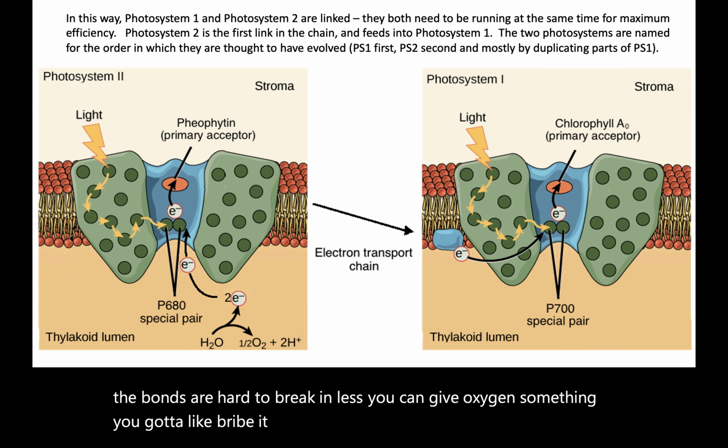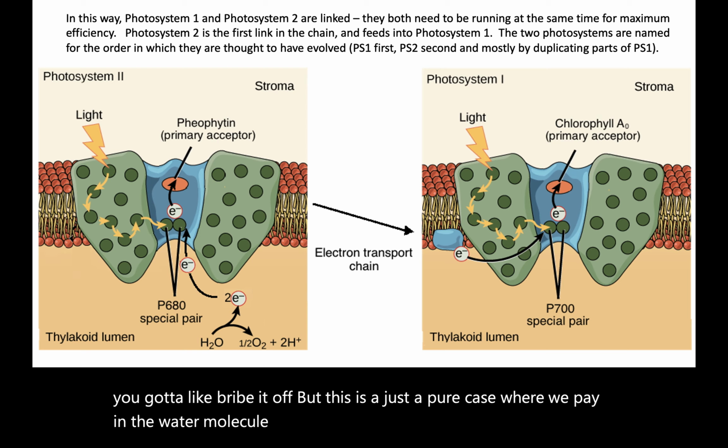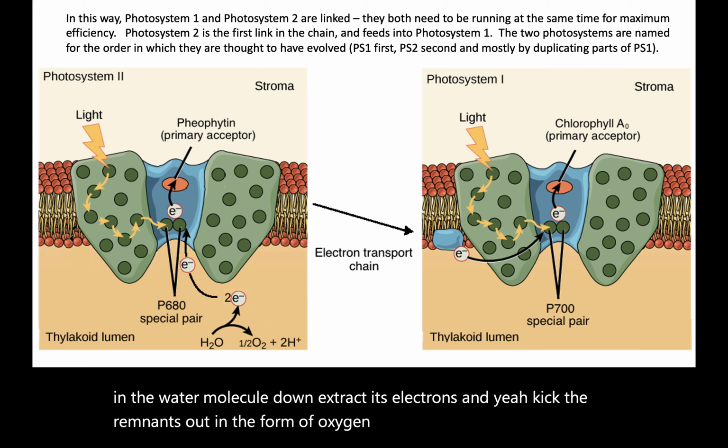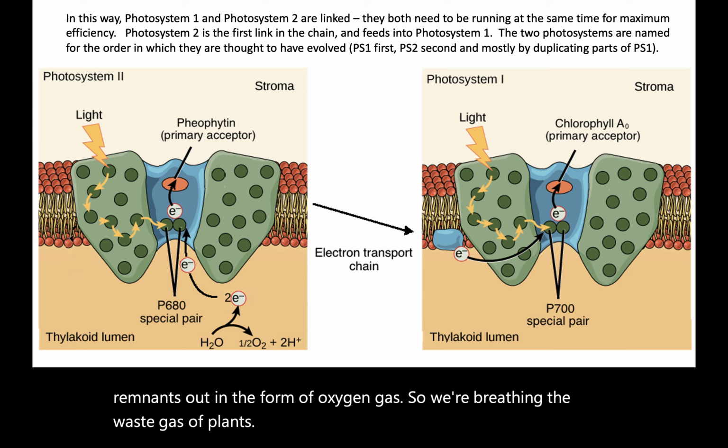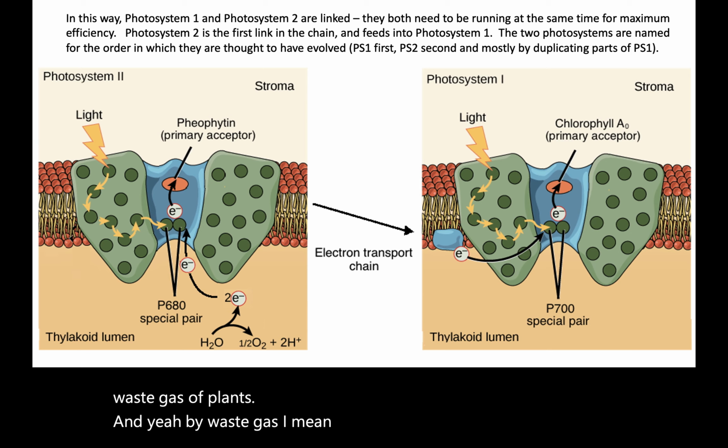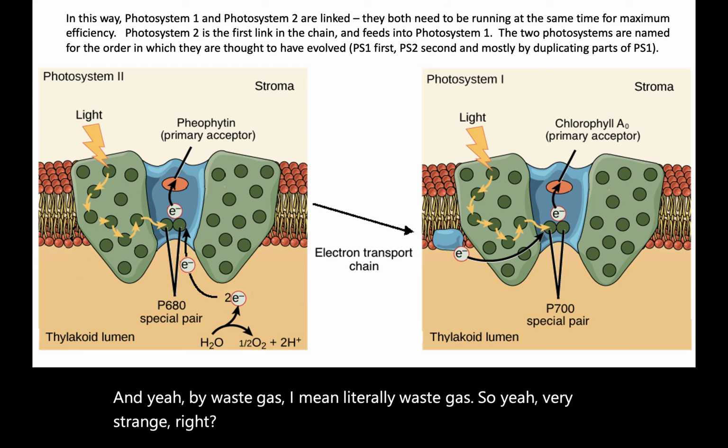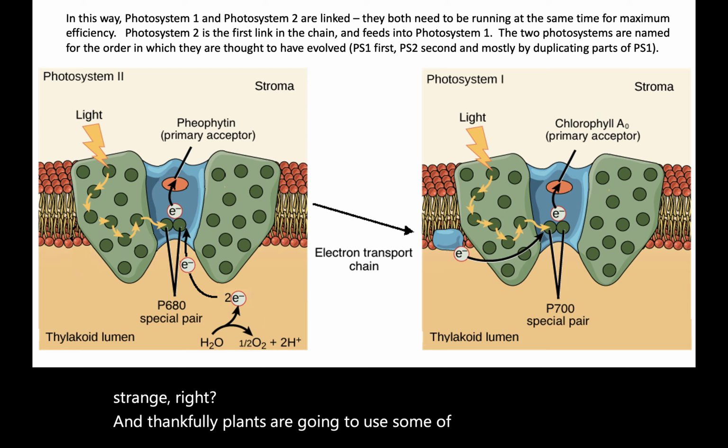But this is just a pure case where we pin a water molecule down, extract its electrons, and yeah, kick the remnants out in the form of oxygen gas. So we're breathing the waste gas of plants. And yeah, by waste gas, I mean literally waste gas. So yeah, very strange, right? And thankfully, plants are going to use some of our waste gas, which is going to be carbon dioxide.